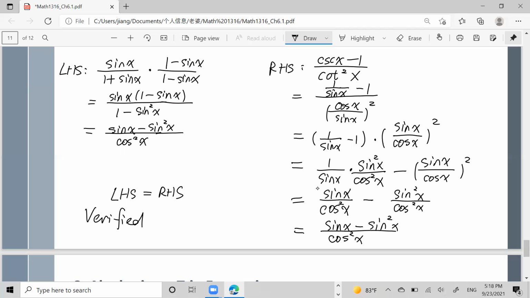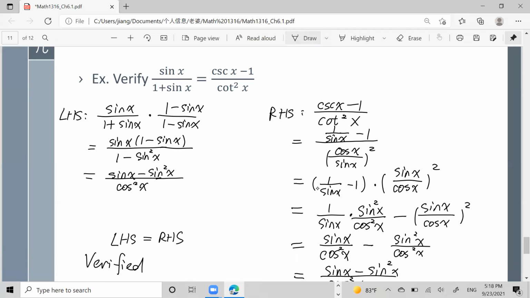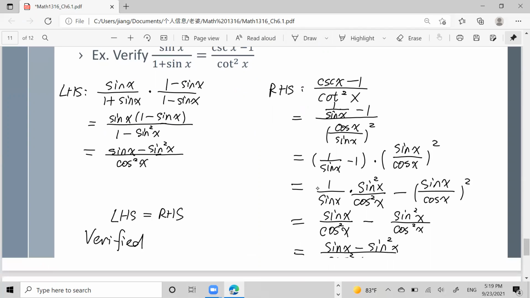So that's the way you verify the identity from both sides. Since the expression seems very hard, you can do it from both sides. Convert them into sine x and cosine x expressions, and then show the right hand side equals the left hand side. Then you have proved this identity.